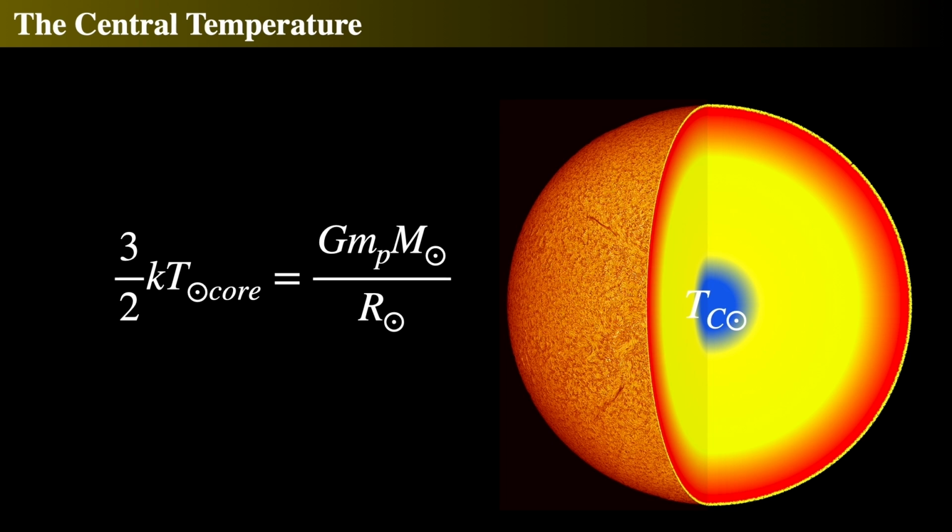That's the temperature T_C, meaning core, and then the symbol for the sun. So we're saying, what's the temperature at the core? We know the mass of the proton, we know the mass of the sun, we know the size of the sun. If we put all that together, we get the central core temperature as about 15 million Kelvin, which is extraordinarily hot.